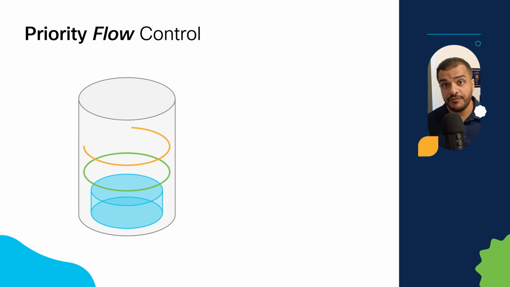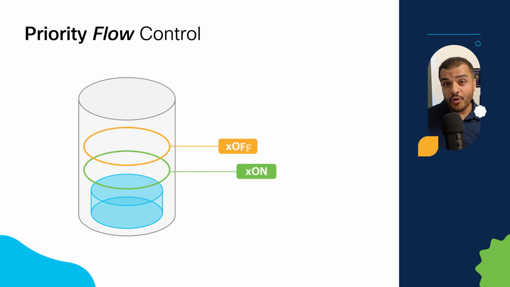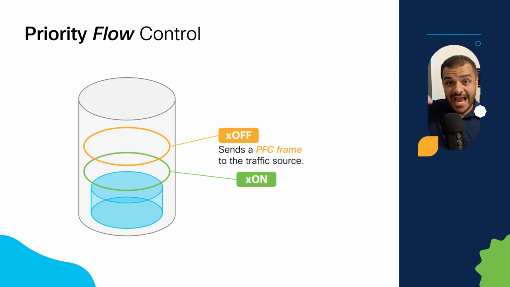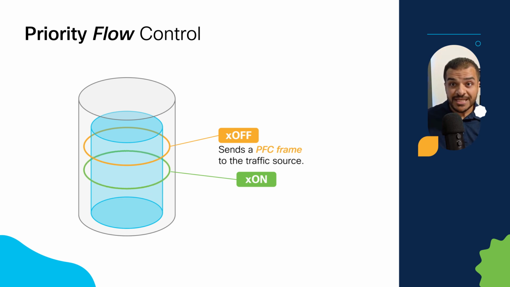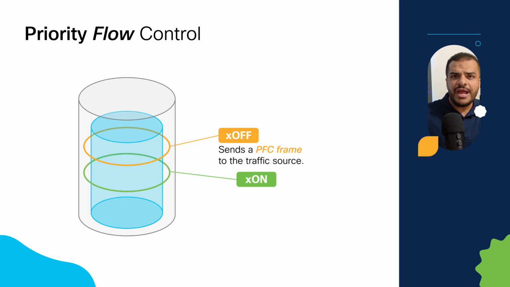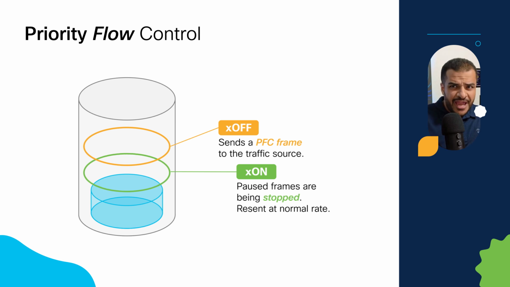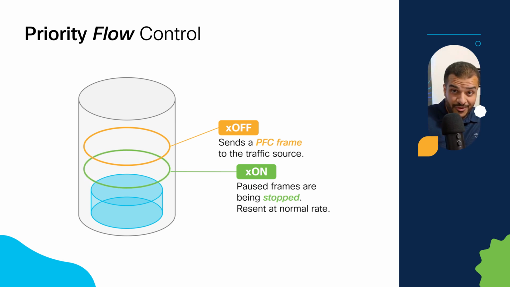Okay, well, we have thresholds. Yes, you do have a couple of thresholds here as well, and they're actually the on and the off threshold. The off threshold is set higher in the buffer, triggering a PFC frame to be sent to the traffic source when reached. As the buffer empties and falls below the on threshold, pause frames are stopped, indicating that congestion is no longer there, and you can start sending at the normal rate.